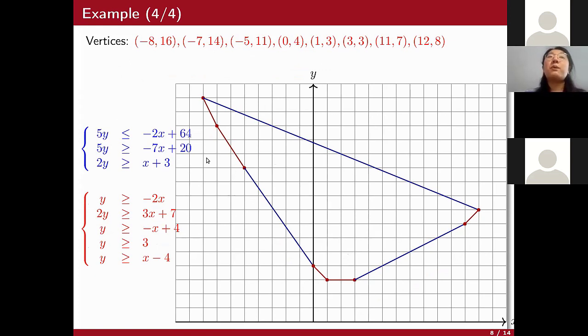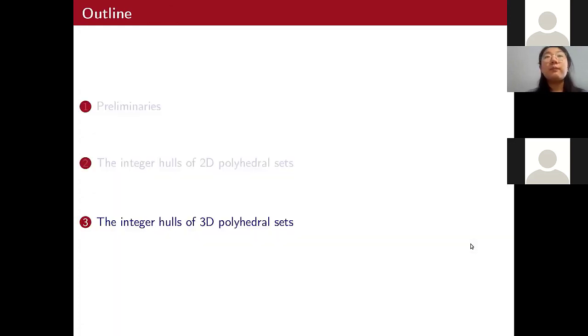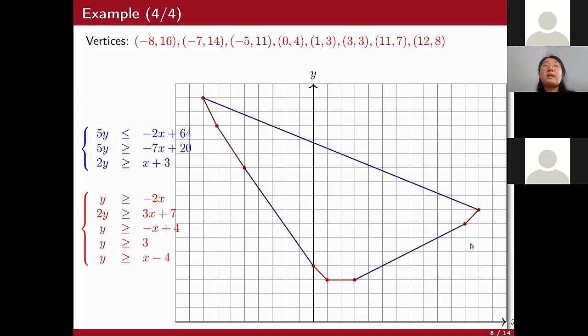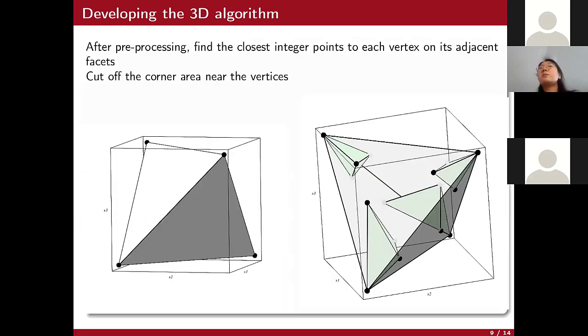So the input would be this blue polyhedral set, and our output would be this red polyhedral set with these red dots as the vertices. So this is the idea of our 2D algorithm. Our 3D is pretty much the same, but just a little bit trickier, because for example, this is the input. And the first step is the same.